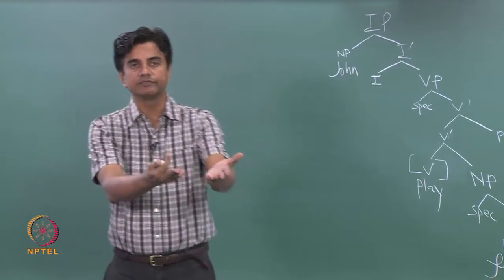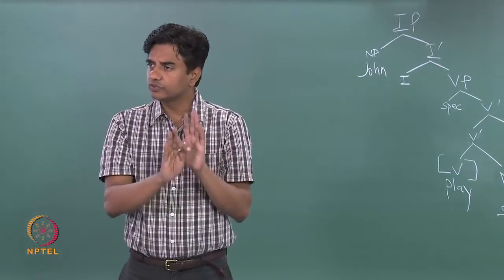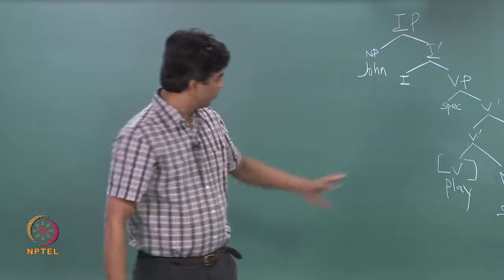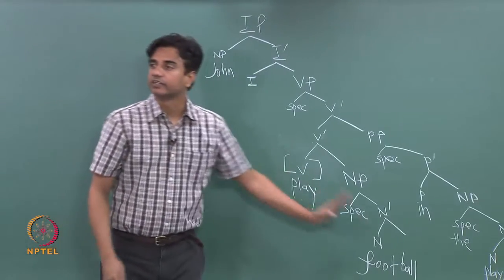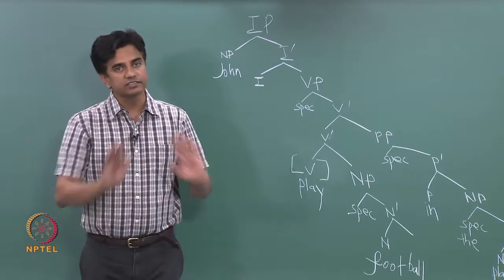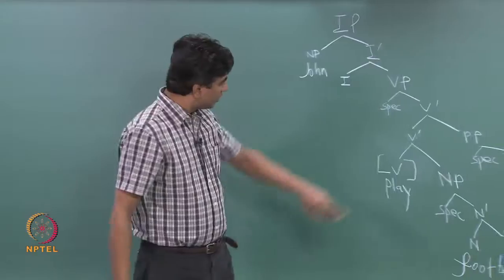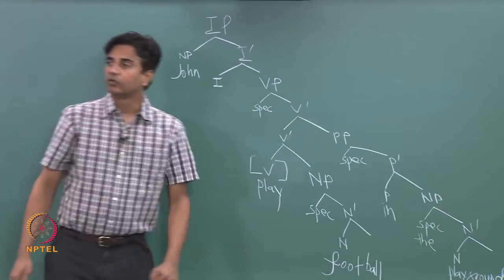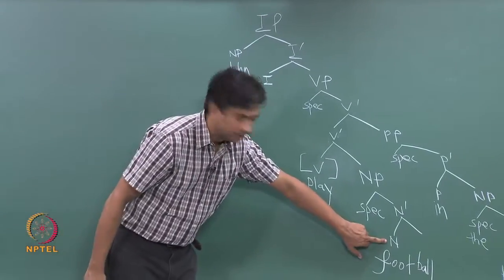The simple reason for this definition is just to be clear that there is no dominance relationship between this one and this one. It is only precedence. Is this clear to everybody? What dominates this now, this one? Okay, let us now talk about N.